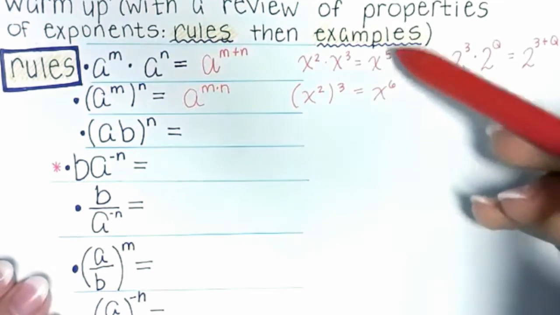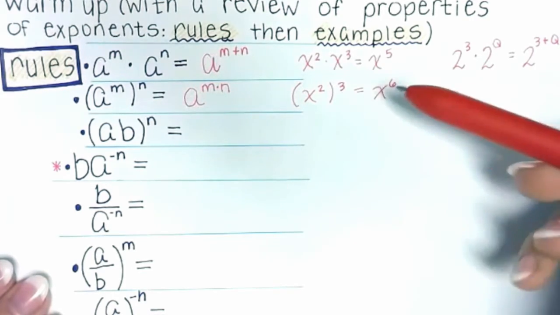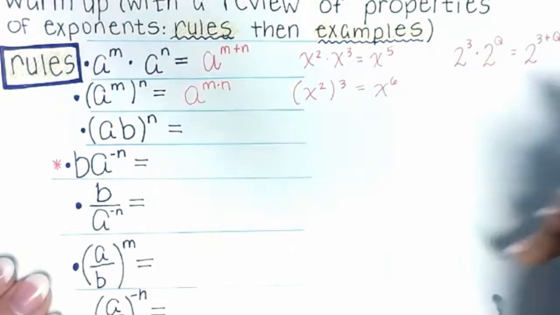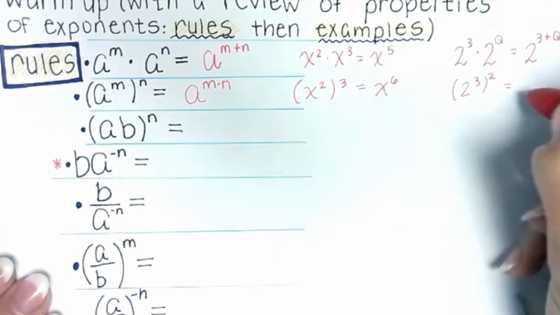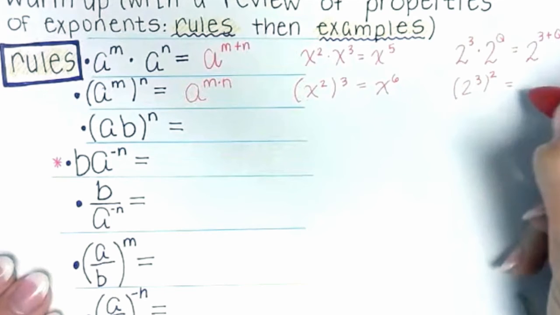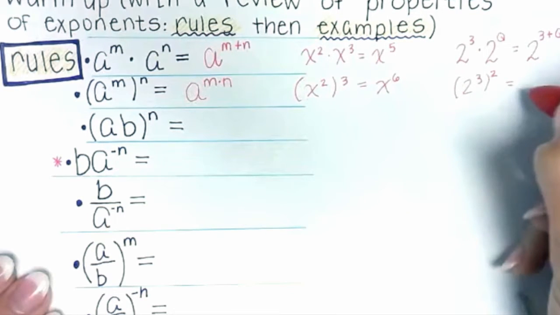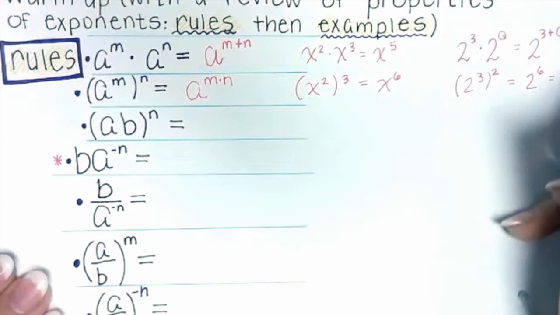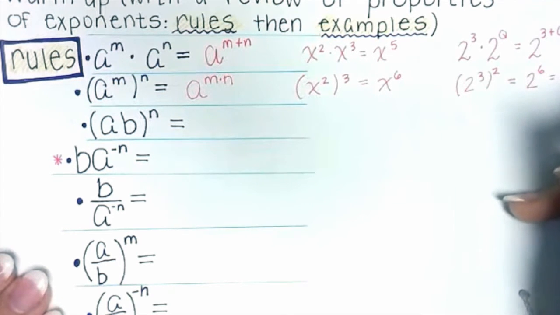6th power. Again, my base doesn't need to be a variable, so I could have something like 2 to the third power raised to the second power, and that would equal 2 to the 3 times 2 power. 3 times 2 is 6, so it's 2 to the 6th power, and 2 to the 6th power is 64.